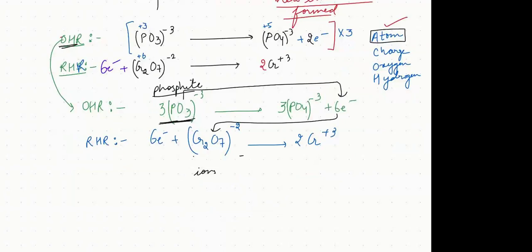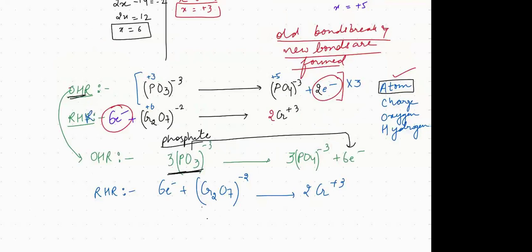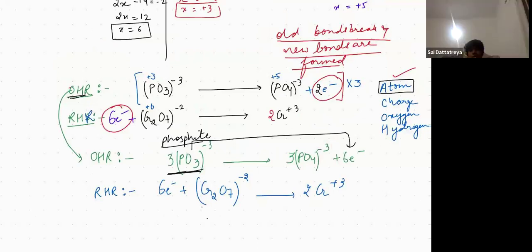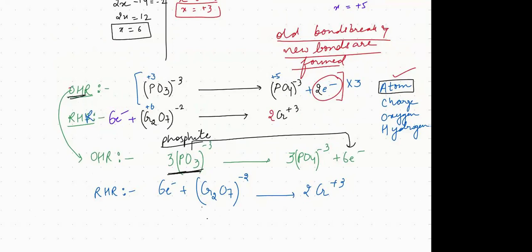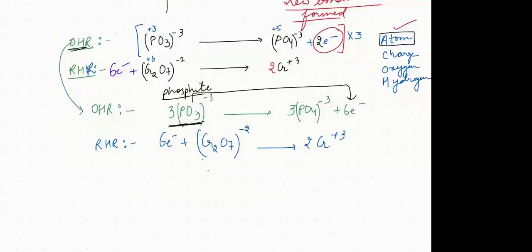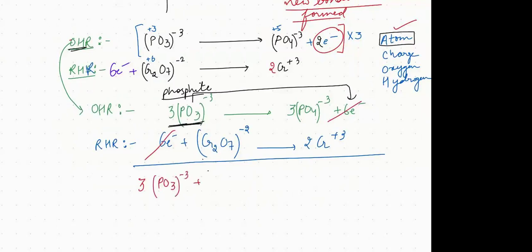So you just have to look at the electrons and balance the electrons. How? Initially you had 2 electrons and you had 6 electrons. So the LCM of 2 and 6 is 6. So what do you do? 2 times 3, the answer would be 6. Got my point? And hence when you add it up, what do you get? 6 cancels 6. And when you add, you get 3PO3 minus 3 plus Cr2O7 minus 2.